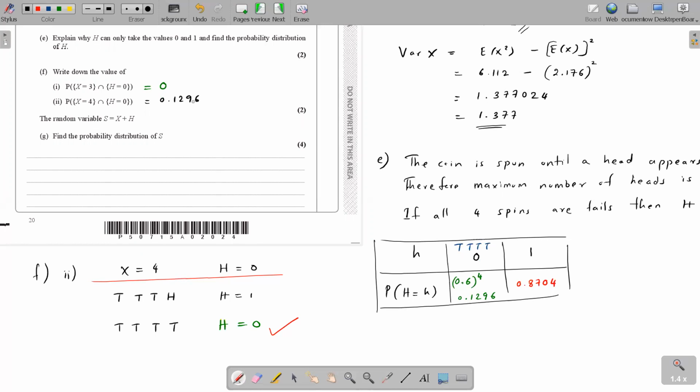The random variable S equals X plus H. Find the probability distribution of S. Okay, let's do part G. They are telling you the random variable S equals X plus H. So let's write first X here. You have to make a small table here, children.